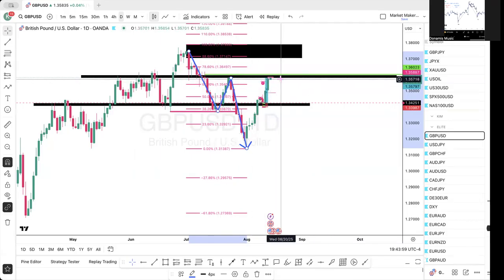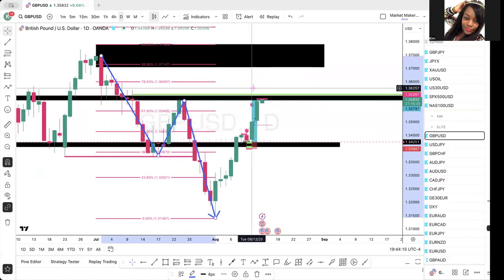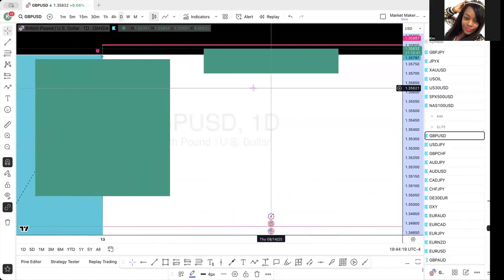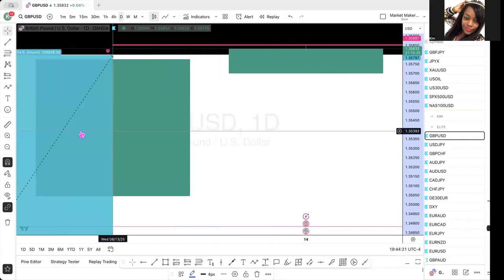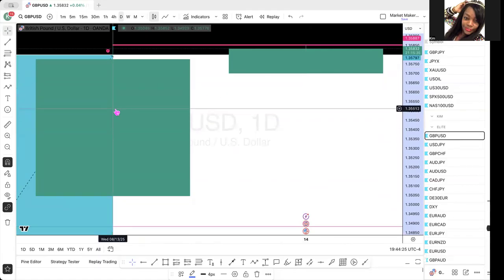I don't know if you were on the call when I was talking about it earlier. I still mark up my levels of support and resistance. It's just extra confluence for me. So I'm waiting for price to... did it do it yet? Okay, it did. Let's see what this is.